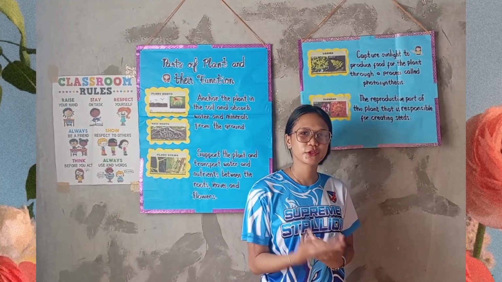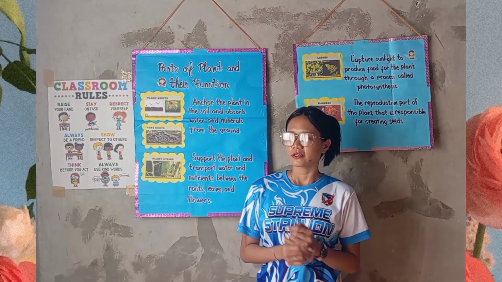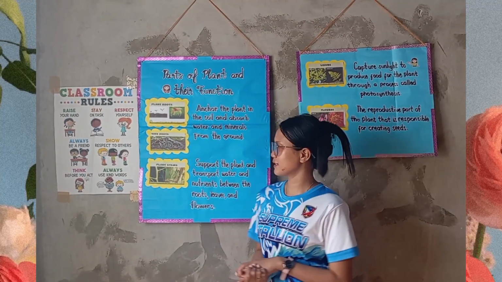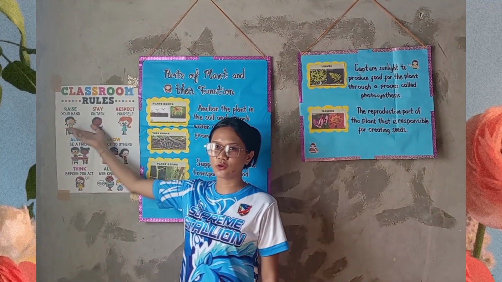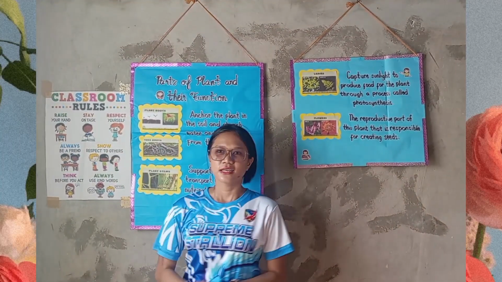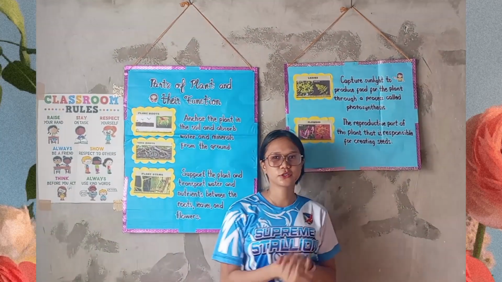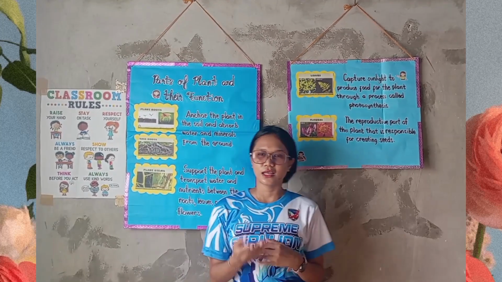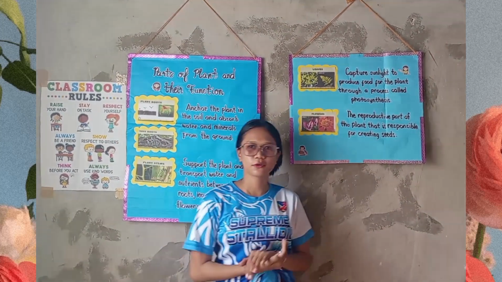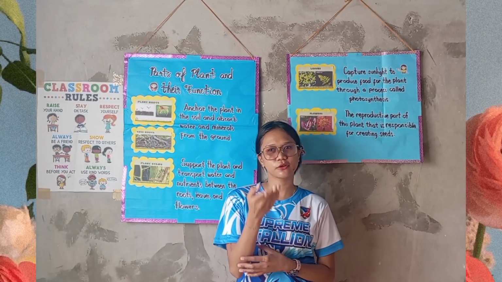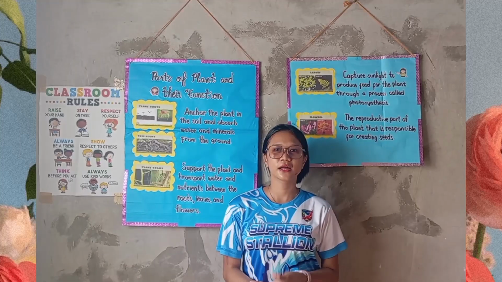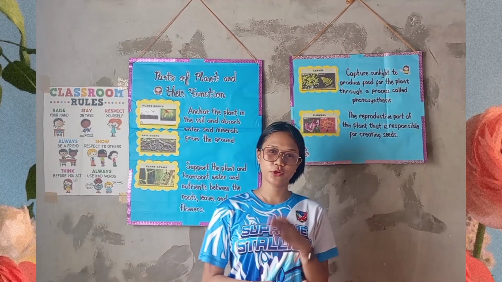So before we tackle our topic, we have our classroom rules. Our classroom rules: raise your hand before you talk, and then stay on task. Stay on task to focus on our discussion and listen very carefully. And the third one, respect yourself. Respect yourself means you must recognize your own worth, set healthy boundaries, and align your actions with your values.